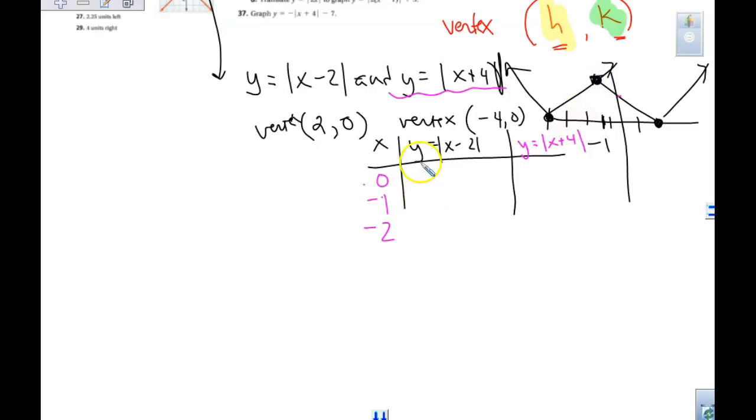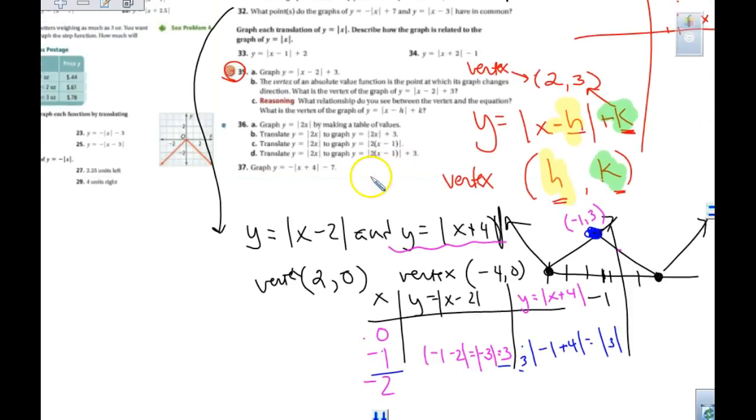So I'm going to this equation, the absolute value of negative 1 minus 2. The absolute value of negative 1 minus 2 is the absolute value of negative 3, and that does equal 3. So this point I know on one of the graphs was (-1, 3). If I check it in this equation, I'm going with the absolute value of negative 1 plus 4. Negative 1 plus 4 is 3. The absolute value of 3 is 3. So both of these came out to be the point (-1, 3), which means that is my point of intersection right there. Okay?